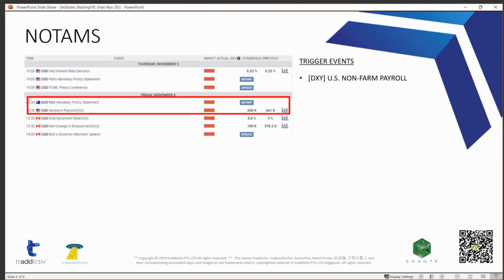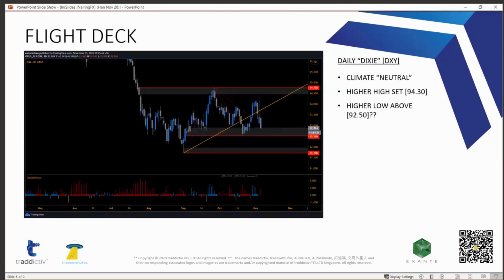In terms of things that we need to take note of, we do have coming into tomorrow the Aussie policy statement, but I think the thing that people are really going to be looking out for is the US non-farm payrolls. So that's going to be an interesting one coming in, especially after the election, to see how the market reacts to this economic news. Okay. Now, on deck we have, of course, the dollar.